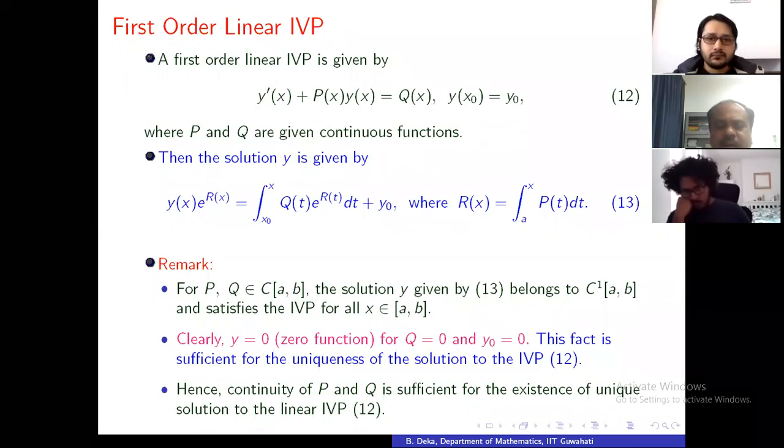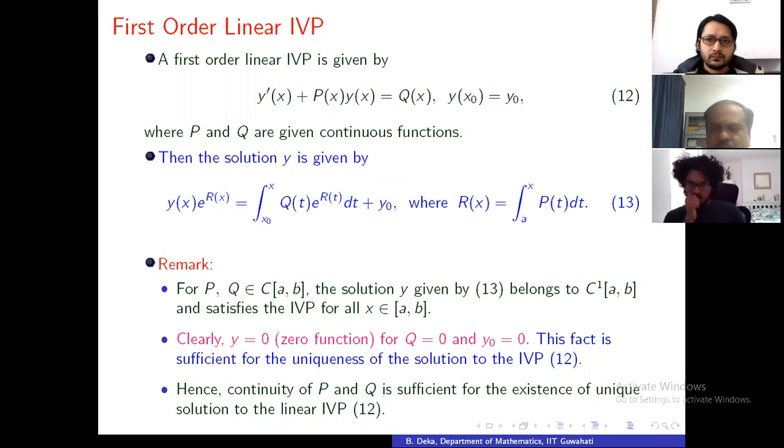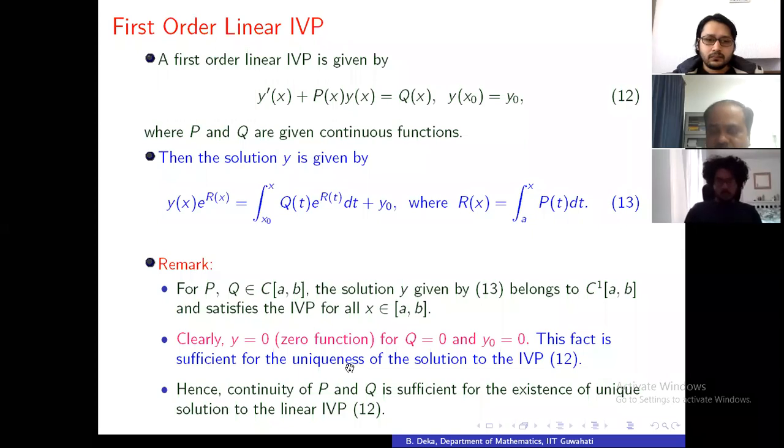When you subtract, the right hand side q minus q will be 0 and the data y naught minus y naught will be 0. So you will end up with a differential equation of the form (y1 minus y2)' plus p(y1 minus y2) is equal to 0, where q is equal to 0 and the data is 0. Using this fact, one can find y1 minus y2 will be 0. So that gives you y1 equal to y2.